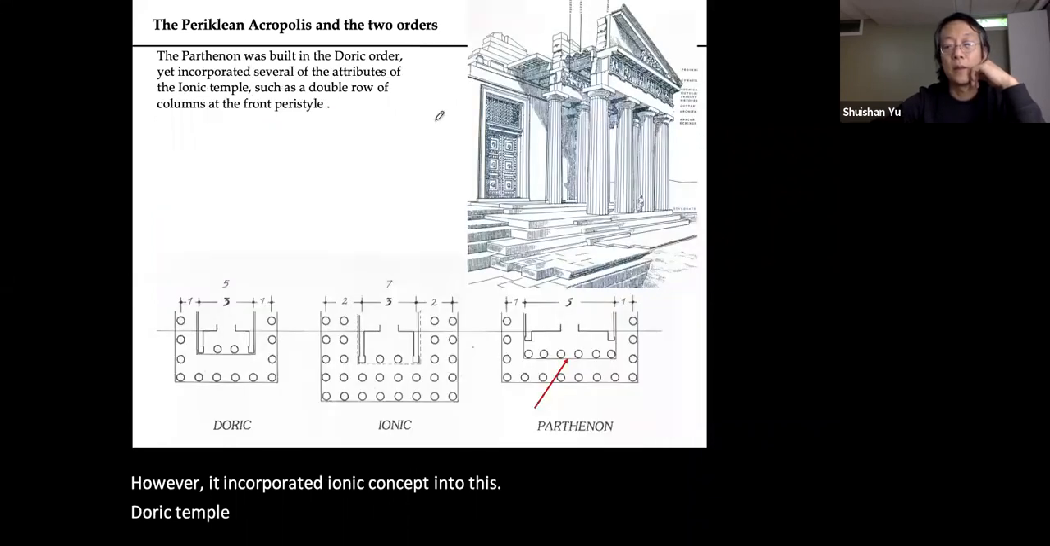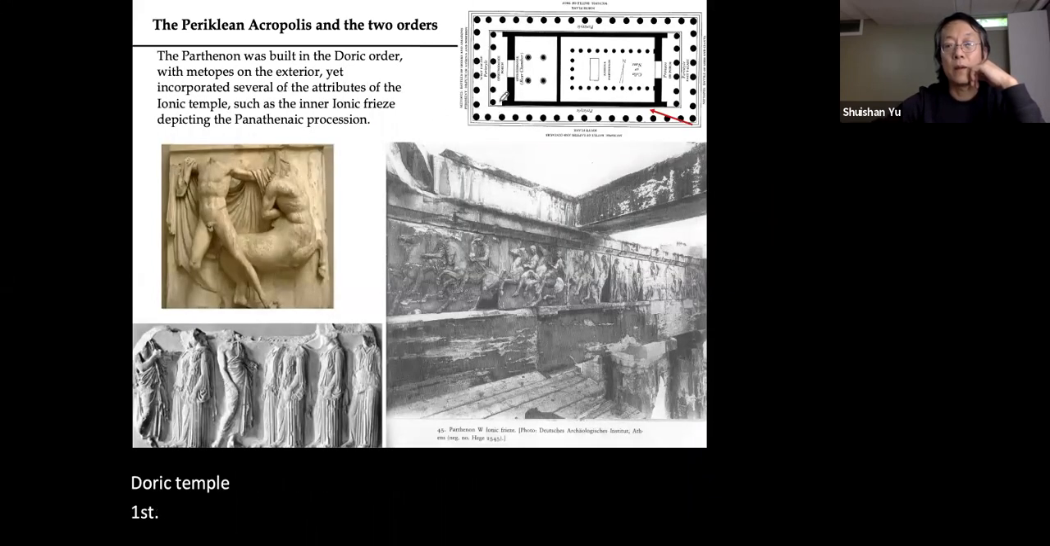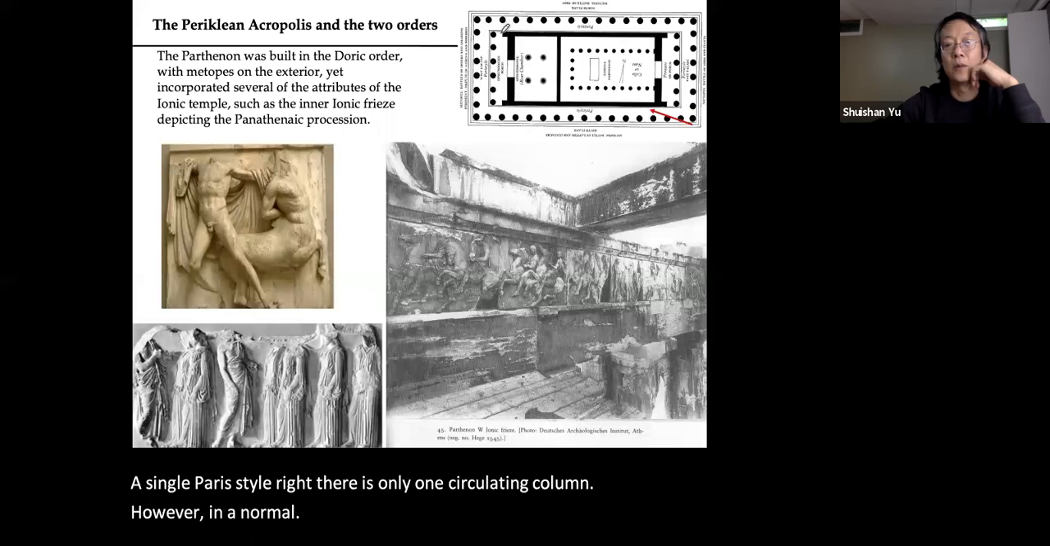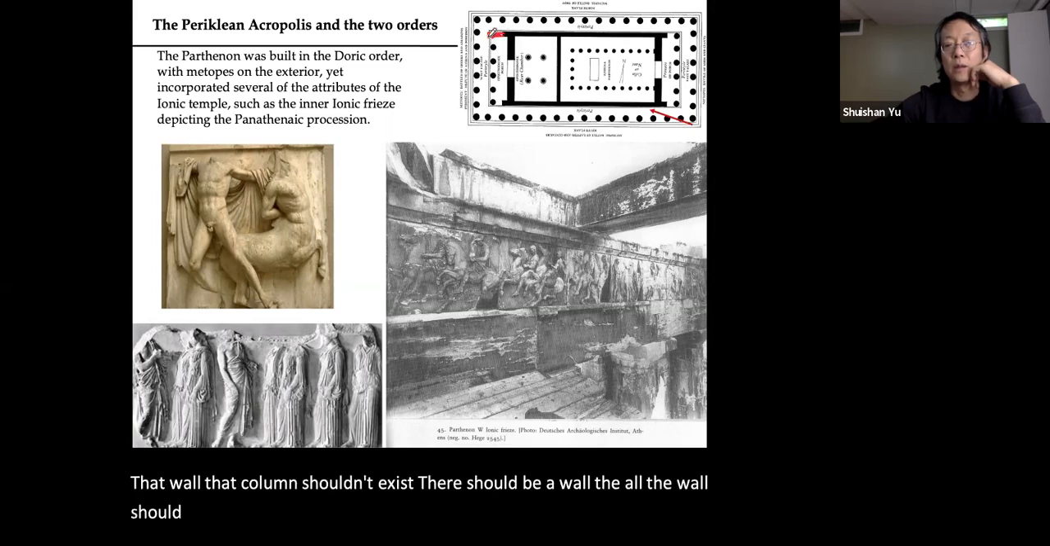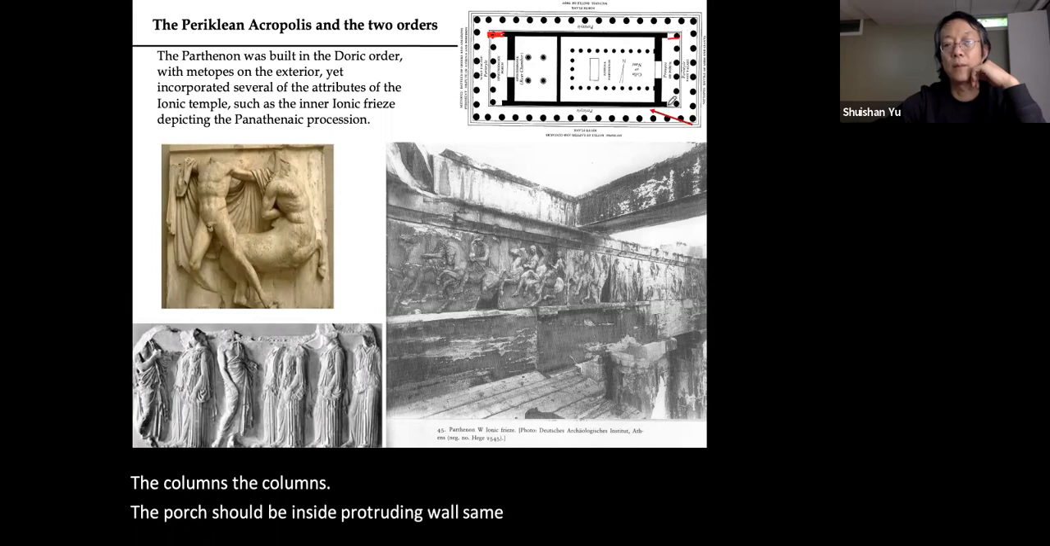First, it is basically a single peristyle, right? There's only one circulating column. However, in a normal Doric temple, that column shouldn't exist. There should be a wall. The wall should protrude all the way to the edge of the columns. The porch should be inside the protruding wall, same as the other three.